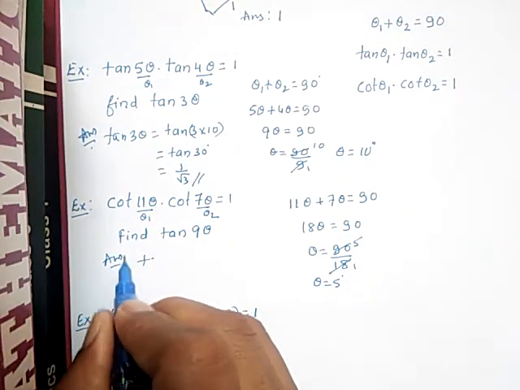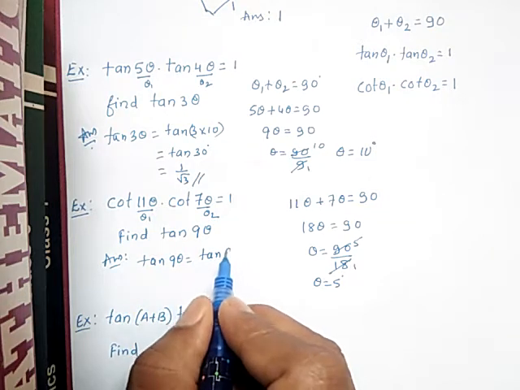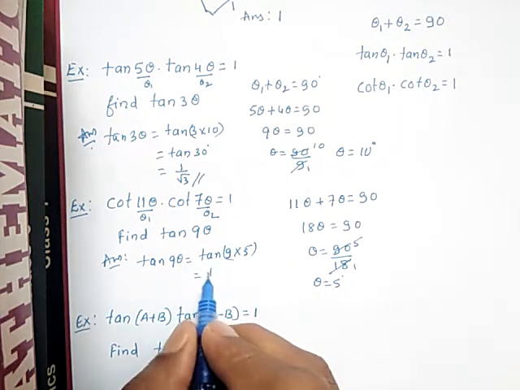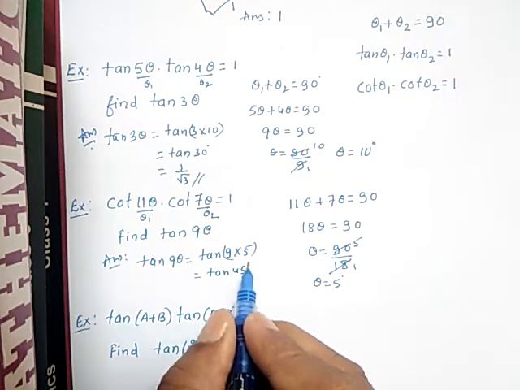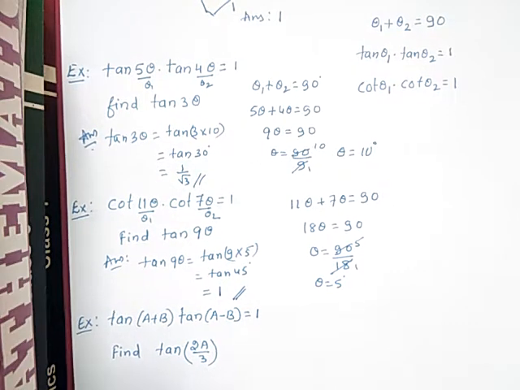In the answer you can take here tan 9 theta is equal to tan 9 into theta. What is theta here? 5. So this will be what? Tan 45. What is tan 45 value? You know that tan 45 is 1. So therefore the answer will be 1.